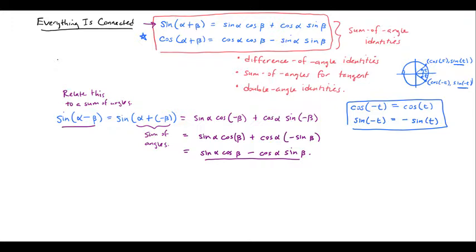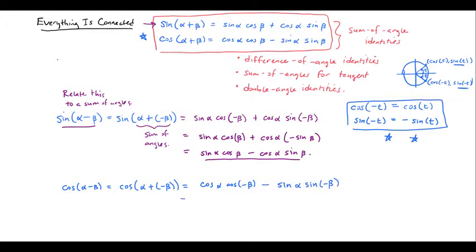Let's this time do cosine of alpha minus beta. And we can do this one a little bit faster now that we have these two facts here about cosines and sines of negative angles. Okay, so cosine of alpha minus beta, that's the same as cosine of alpha plus negative beta. And that's going to be, according to my formula up there, cosine of alpha cosine of negative beta, plus, no, not plus, minus sine of alpha, sine of negative beta. And now I can use these.